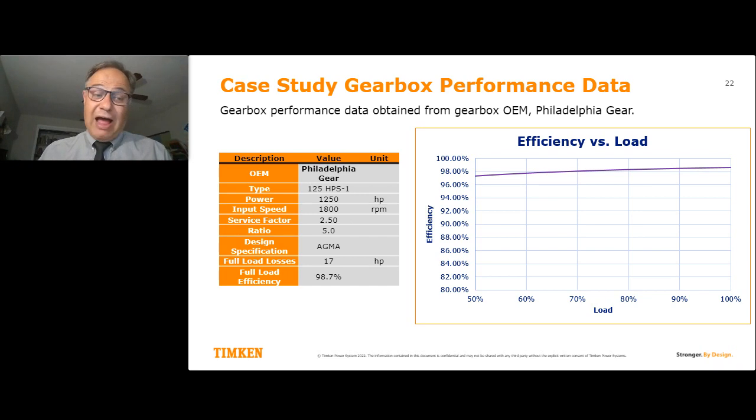It's got a ratio of 5. In other words, you will decrease the speed 5 times. It's built to AGMA. And the full load losses are only 17 horsepower, which we should not be surprised about because the gearbox doesn't have a flux. It doesn't have a core. It's only gears. So the majority of this would be friction, not really windage, because we don't have a fan running inside. So we can use this, number one, to calculate the full load efficiency of a beautiful 98.7, and we can use an efficiency curve that we can then draw using that.